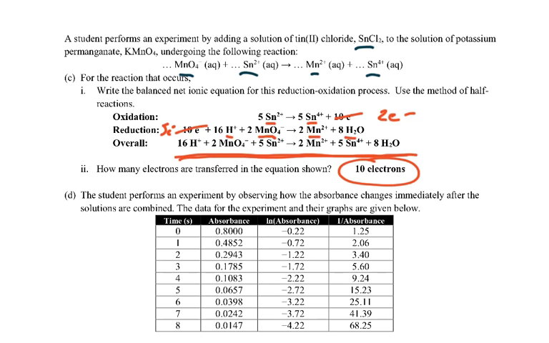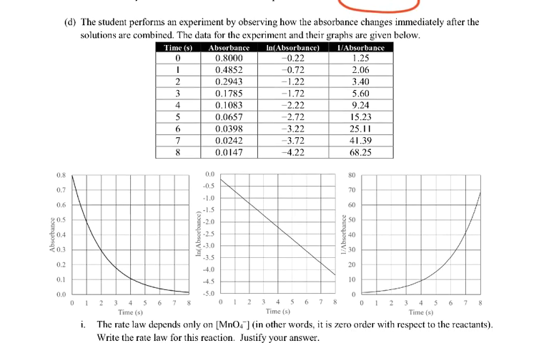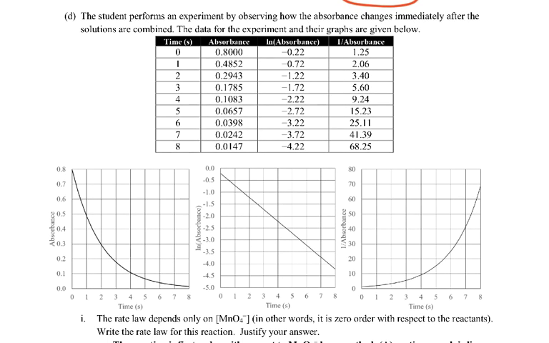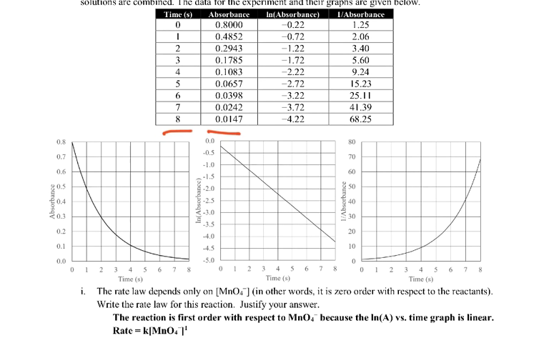So it's only 10 electrons. Okay, a student performs an experiment by observing the absorbance changes. So they're actually getting this data over time, and then they're calculating the natural logs and the 1 over the absorbances. And then what happens is they graph them as well.